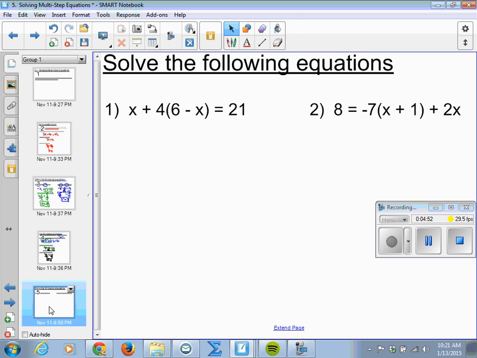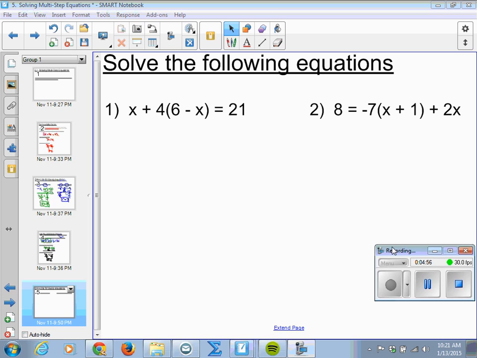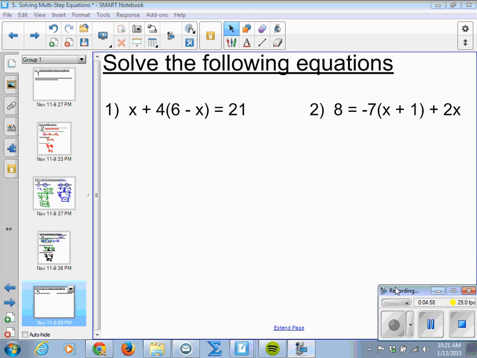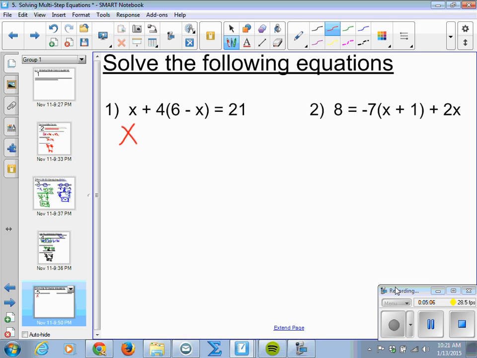So go ahead, work these on your own with the video paused, or you can keep the video going and solve with me if you want. And let's work these two problems. So distributive property comes first. We still have that x just hanging out there. Positive 4 times 6 is 24. Positive 4 times negative x, don't forget the negative, makes it negative or minus 4x equals 21.